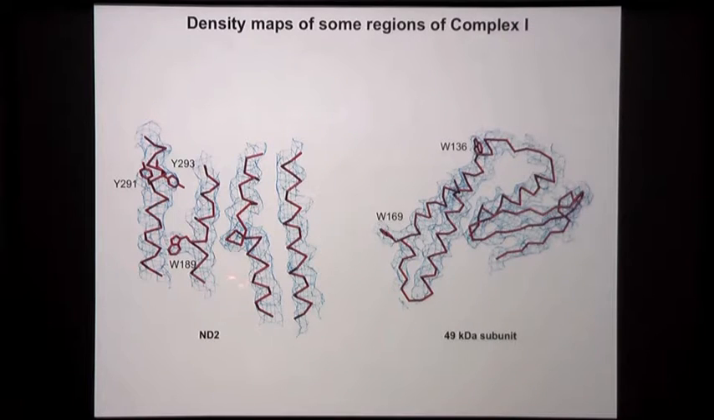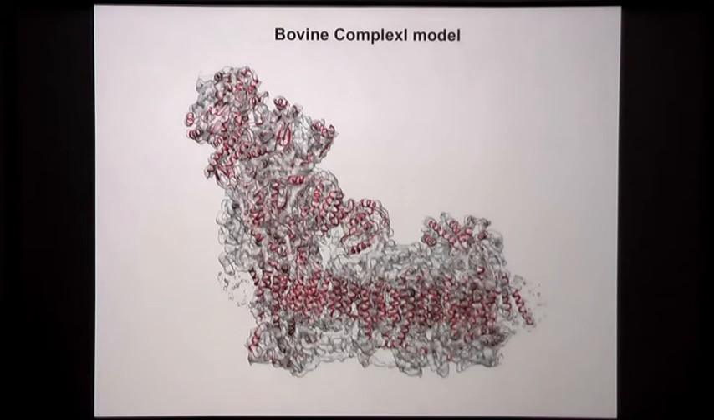Here are a couple of examples of densities showing some of the transmembrane region, with helices with side chains visible, and the beta strands starting to separate. In this case, you can see a beta sheet here and an alpha helix from a soluble protein. So this is the overall model. We are able to build about 70% of the protein molecule into this map, even at 5 angstrom resolution.